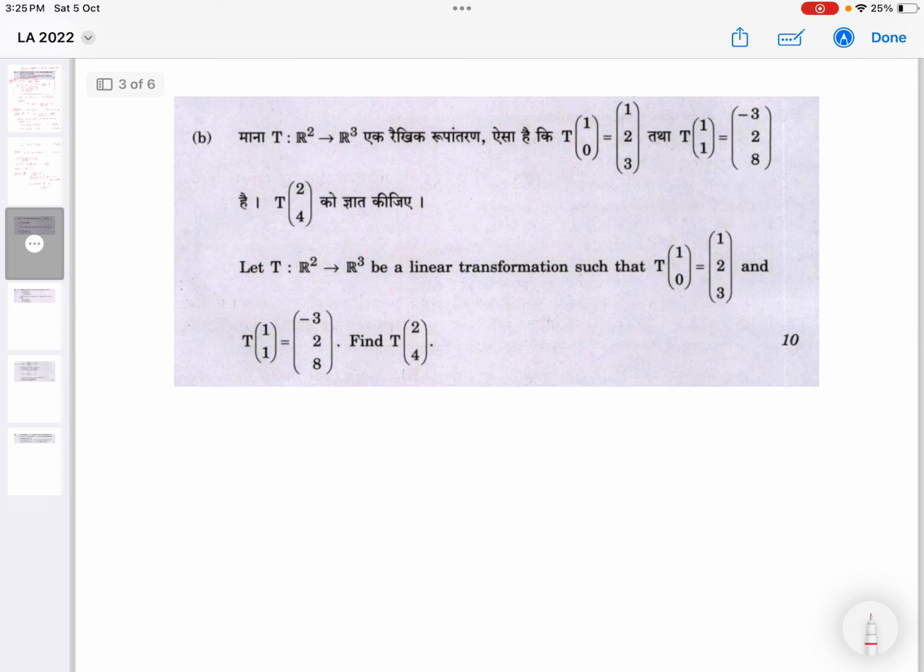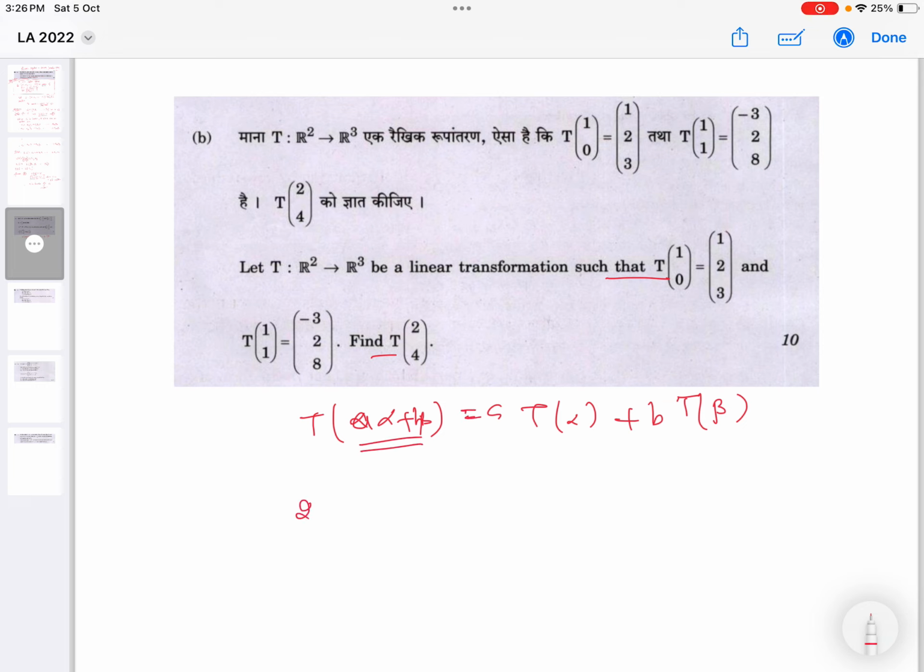So the second question is, a linear transformation is given, we have to find this. I think it was one of the easiest problems in the paper. So we know that a linear transformation is nothing but T of A alpha plus B beta is A T alpha plus B T beta. So we have to make something like this.